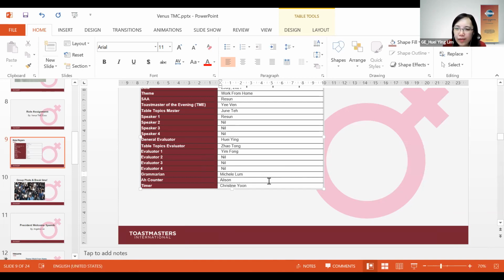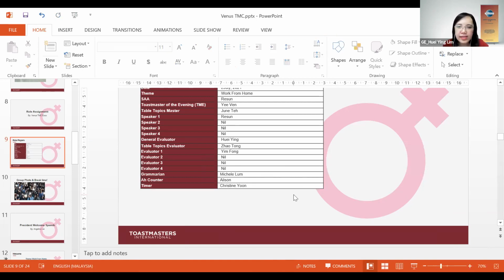I seem to have problems sending this in the chat box. If you all don't mind, I would share the documents in the WhatsApp group. Then you all can download from there. Would that be all right?